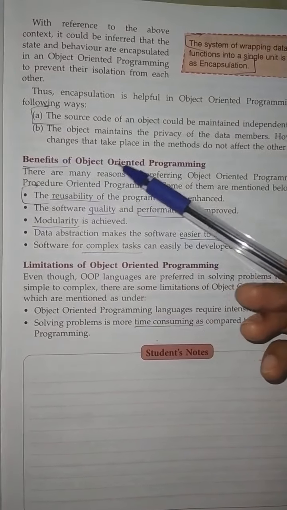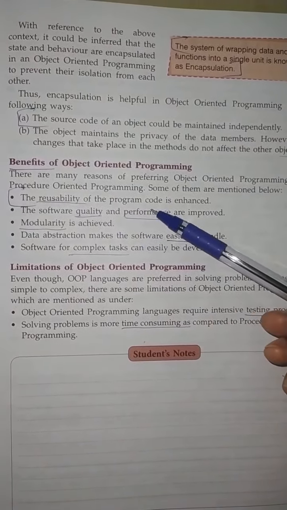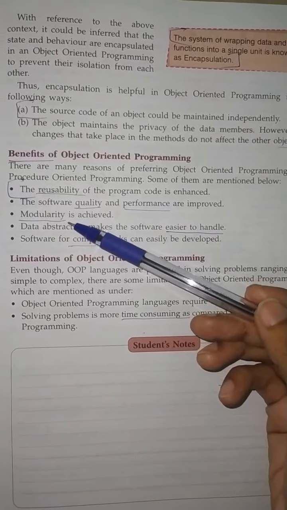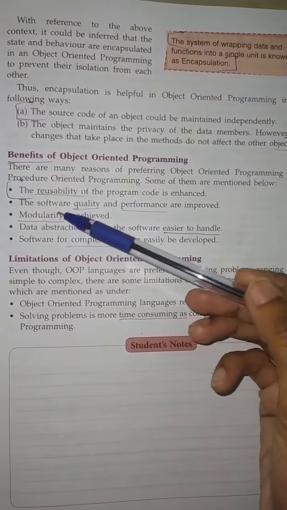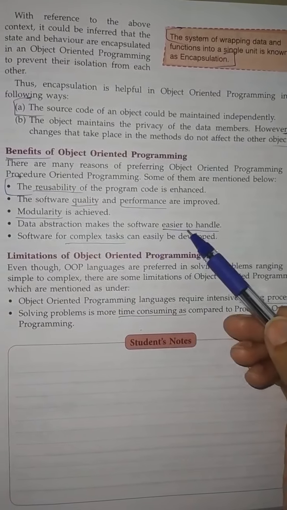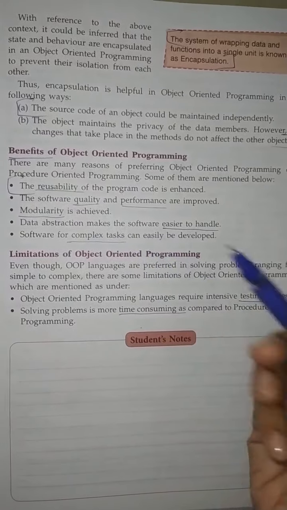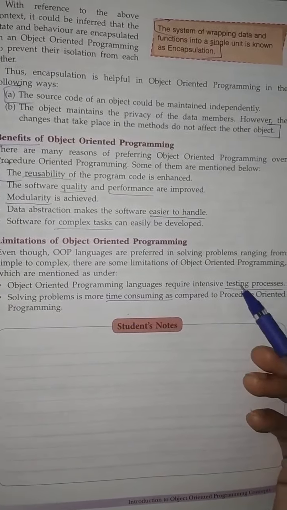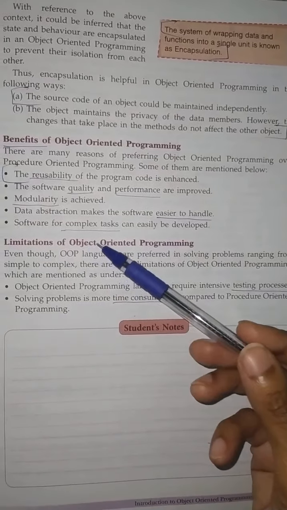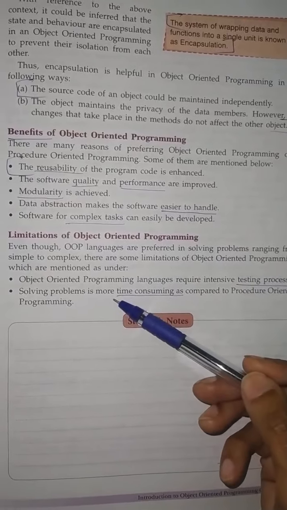These are the main benefits of object-oriented programming. Reusability, quality and performance will be there. Modularity, that means we are wrapping the data and function together in modules, and it is much easier to handle, and we can solve complex tasks also. But there are 2 limitations in this. The testing process should be done in this type of object-oriented programming, and the time consumption will be more in this type of problems.